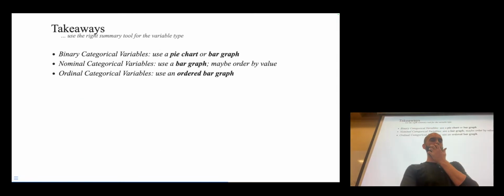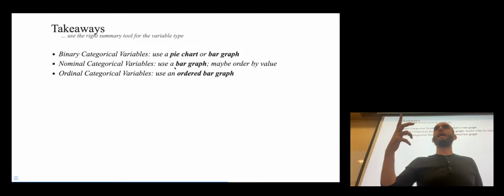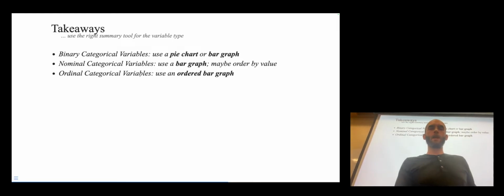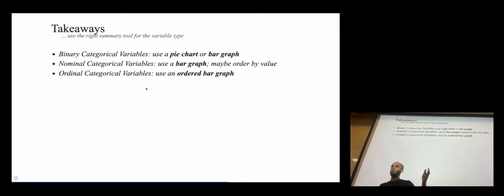Okay, so the main takeaways here: binary categorical variables, you could use a pie chart or a bar graph. For nominal categorical variables, like we've talked about in this little example, use a bar graph, and then order the bars by size. And if you can add the number on top, that's even better. With ordinal categorical variables, we haven't really walked through a big example, but we're going to do it in exactly the same way. We have a bar graph, and we just order the bars based on their inherent order and not based on their size.